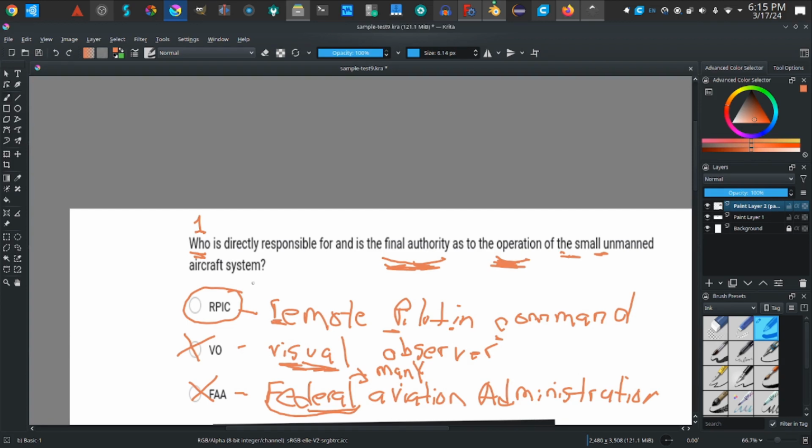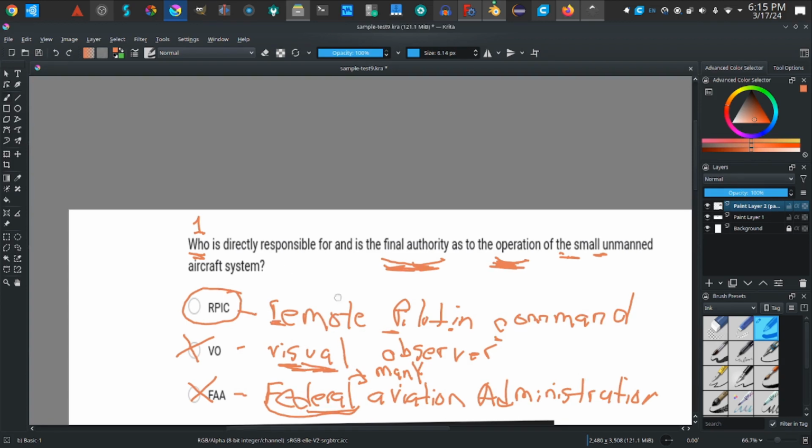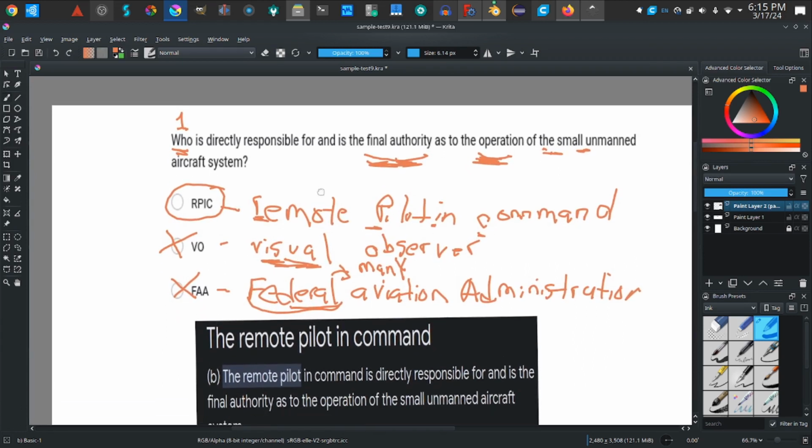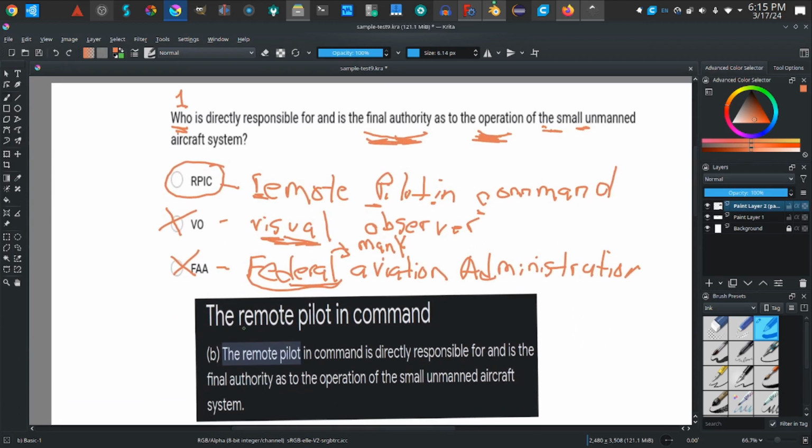You see, I just used common sense. A lot of the stuff on the test is just common sense. Now let me go down, because I did my internet research. I said when I passed, I did internet research. It said the remote pilot in command. What's his job? The remote pilot in command is directly responsible and has final authority. Directly responsible and final authority go hand in hand. For and is the, oh my God, here it is right here. I can stop right there. I don't have to read any more.